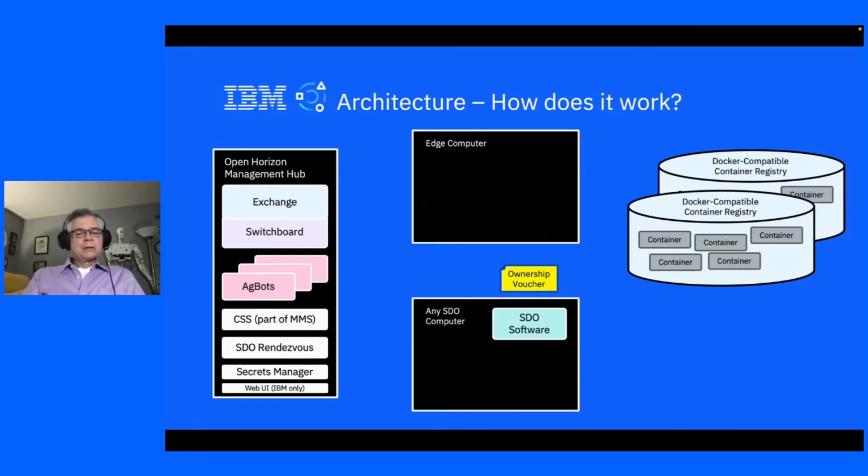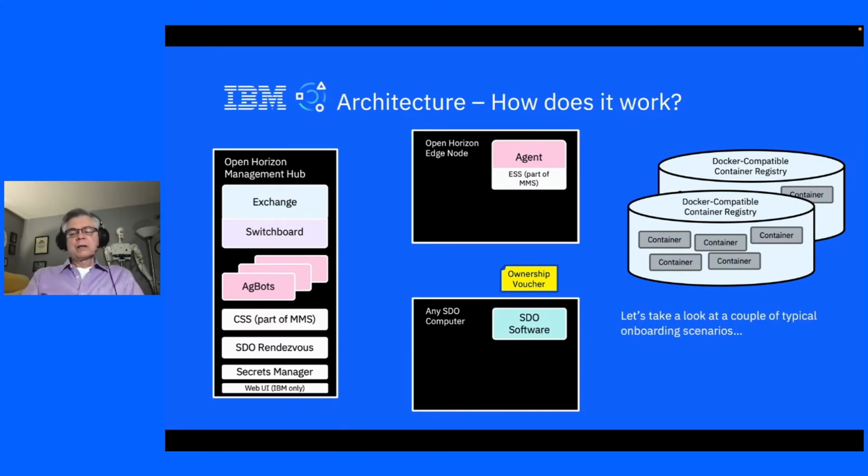And then this is another way to go, just any old edge computer. And like I said, we support a wide variety of architectures and operating systems. So if you have your own edge computer, you'll need to install the agent, and that includes the ESS or Edge Sync service, which is part of the model management system, in order to turn it into an Open Horizon Edge node.